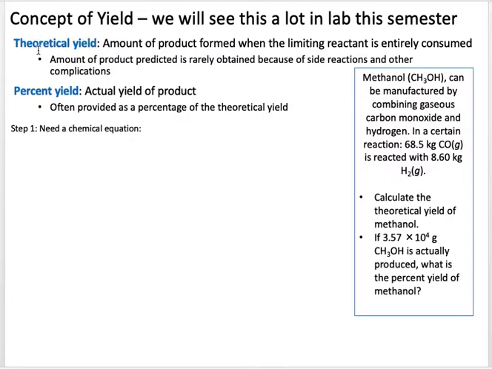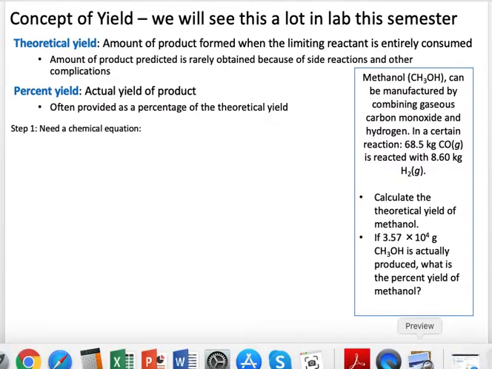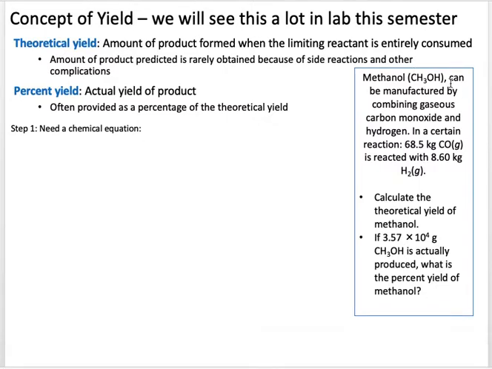So that math on paper, the perfect, everything-went-great reaction, is the theoretical yield. The percent yield is what you actually collect, right? That amount that you collected after you scrape the beaker, right? There's still some left in the beaker, but the actual amount that you isolated at the end. And that's a percentage of the theoretical yield. So we're going to use these concepts to go through the question I have over here. Methanol, CH3OH, can be manufactured by combining gaseous carbon monoxide and hydrogen.